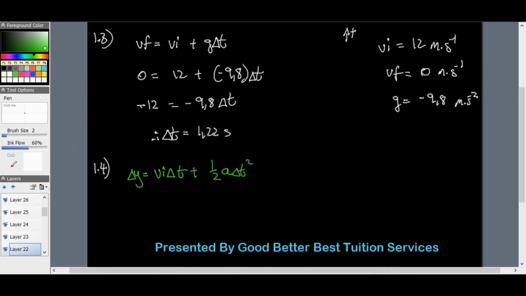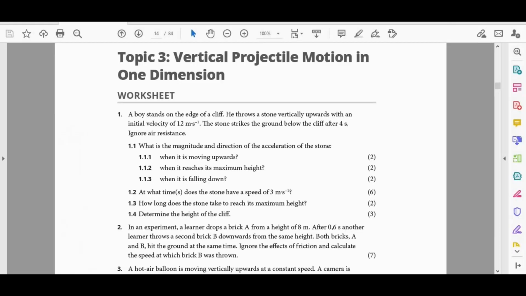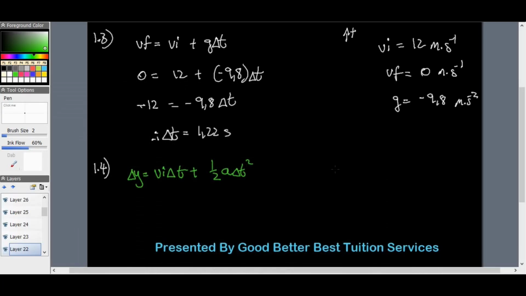Remember the question we are trying to answer was, determine the height of the cliff. So the stone reaches a delta y of 0 after 4 seconds. We're trying to determine the height of the cliff. So after 4 seconds, the displacement for the stone is equal to 0 because it hits the ground. So it must have fallen from a certain height, and we need to find that value. So my delta y is still unknown. My initial velocity was 12, and you can see I'm taking upwards as positive.